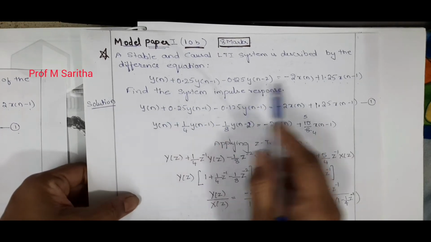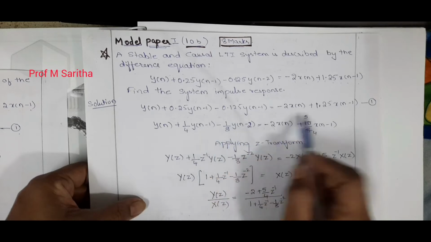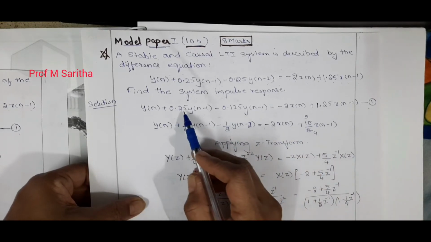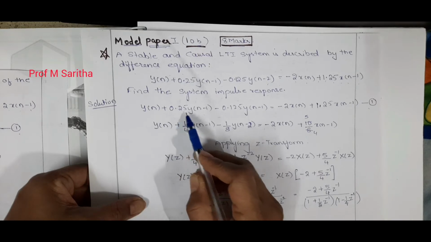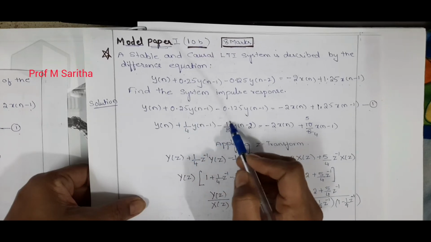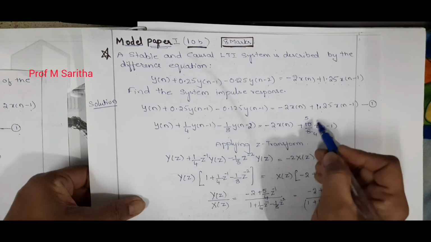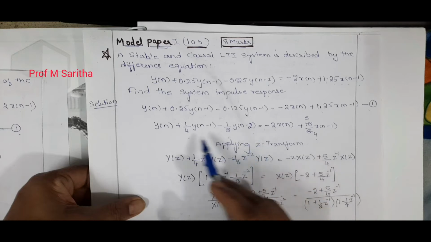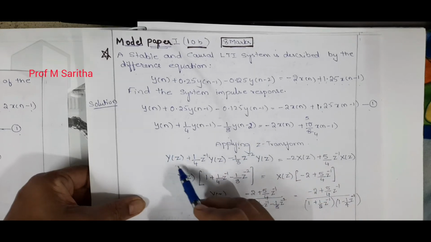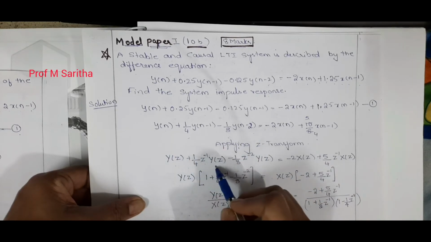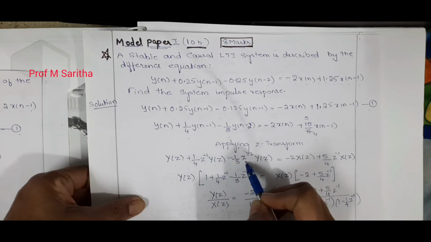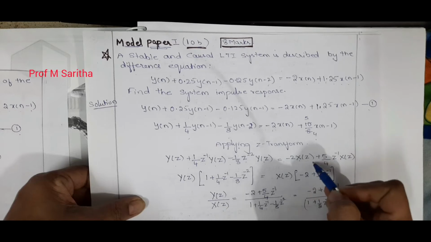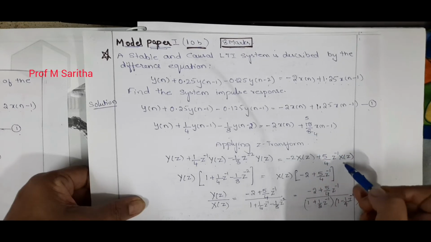Now, we will take this difference equation as equation 1. In order to simplify, I will take 0.25 as 1 by 4, 0.125 as 1 by 8 and 1.25 as 5 by 4. So apply z transform to the above equation. We get y of z plus 1 by 4 z inverse y of z minus 1 by 8 z raised to minus 2 y of z is equal to minus 2 times x of z plus 5 by 4 z inverse x of z.